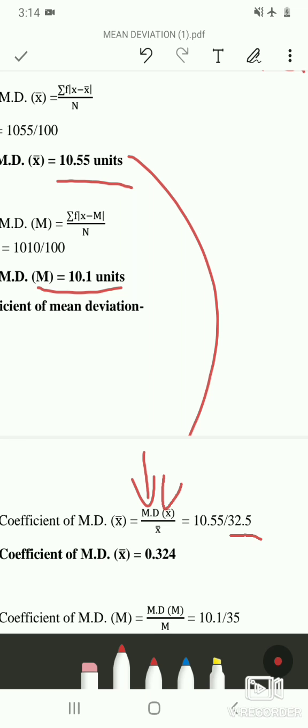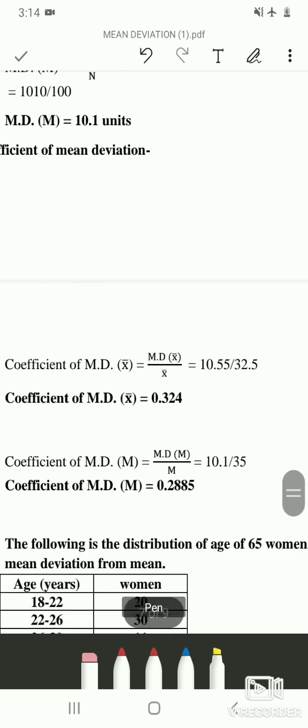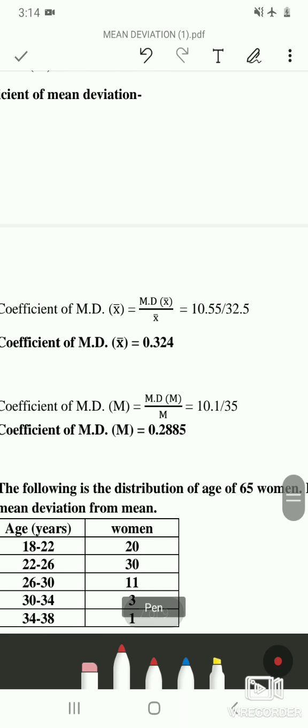Therefore the coefficient of mean deviation is 0.324. Similarly, calculate the coefficient of mean deviation from median. We know the mean deviation from median is 10.1 and the median is 35. So the coefficient of mean deviation from median is 0.2885.